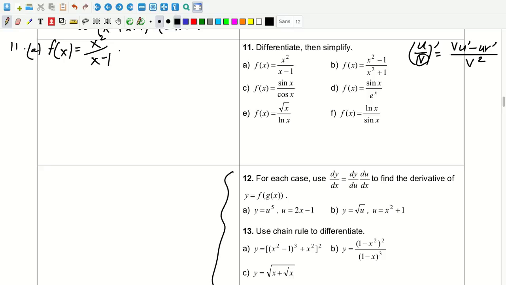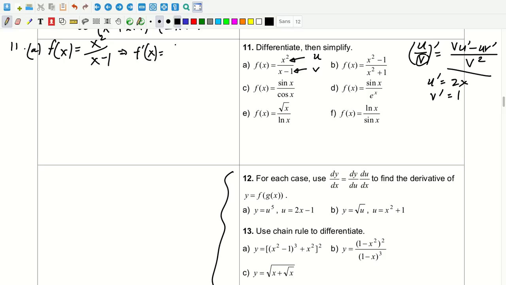All right. So here's what I do when I'm answering these questions. I actually do these individually. I do the top derivatives first, then the bottom derivatives, and I just put it all into this formula that I've given. So let's do that. So u equals x squared, v equals x minus 1. So u prime equals 2x, v prime equals 1.